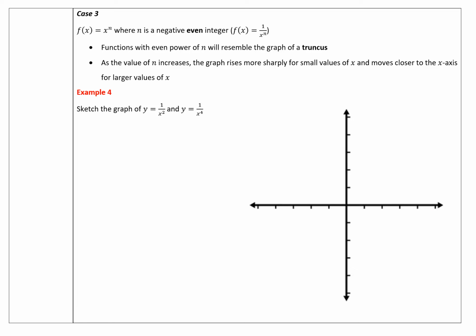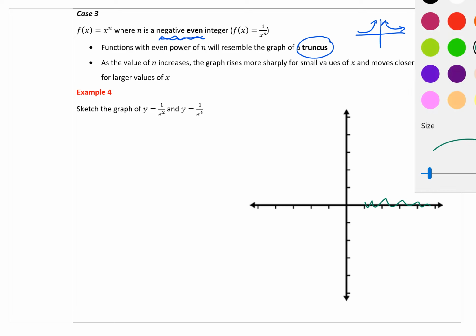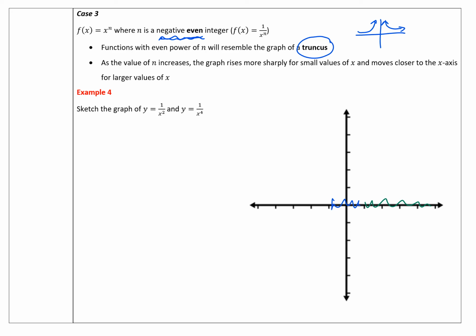When we have the case of an even negative integer, so we're looking up here, we know that that represents the general shape of a truncus. So that's the one that looks like this. Again, if we think of it in terms of numbers that are bigger than 1, numbers that are in between negative 1 and 1, and numbers that sit more negative than negative 1, or to the left, this provides a good idea for our shape, or at least our relative shape. We know that a truncus has an asymptote at both x equals 0 and y equals 0. So we can start by putting those in now.